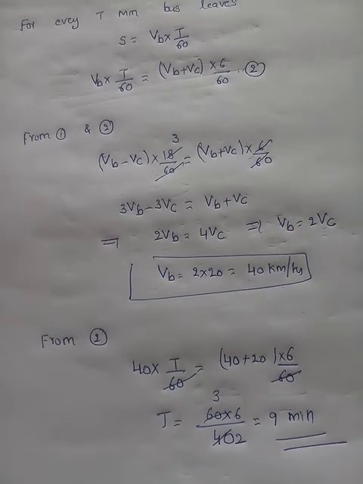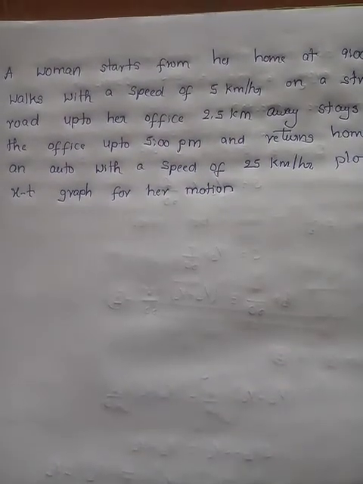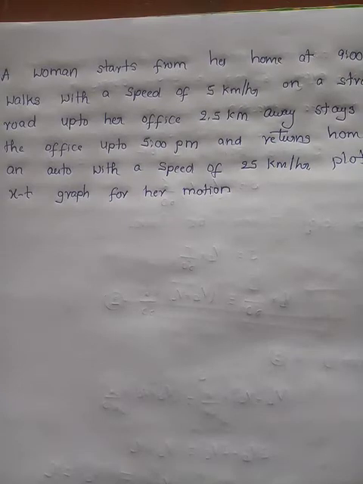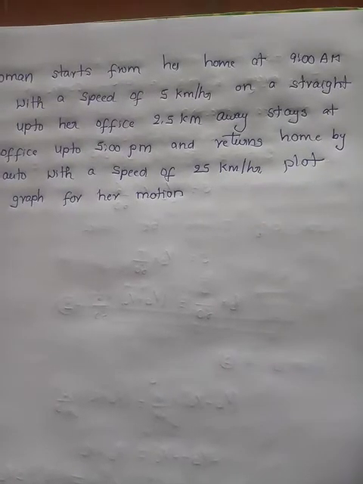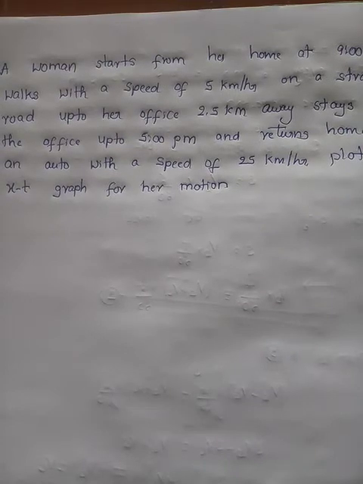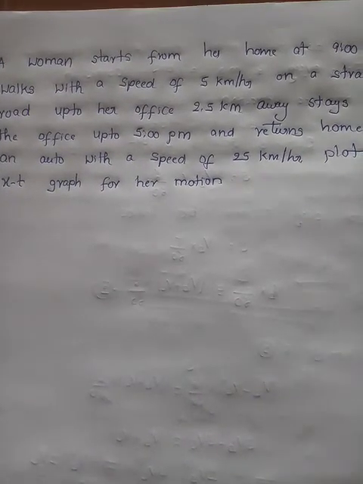Okay, very important problem. The next and last question of this chapter is: a woman starts from her home at 9 am, walks with a speed of 5 km per hour on a straight road up to her office 2.5 kilometers away, stays at the office up to 5 pm and returns home by an auto with a speed of 25 km per hour. Plot the xt graph for her motion.